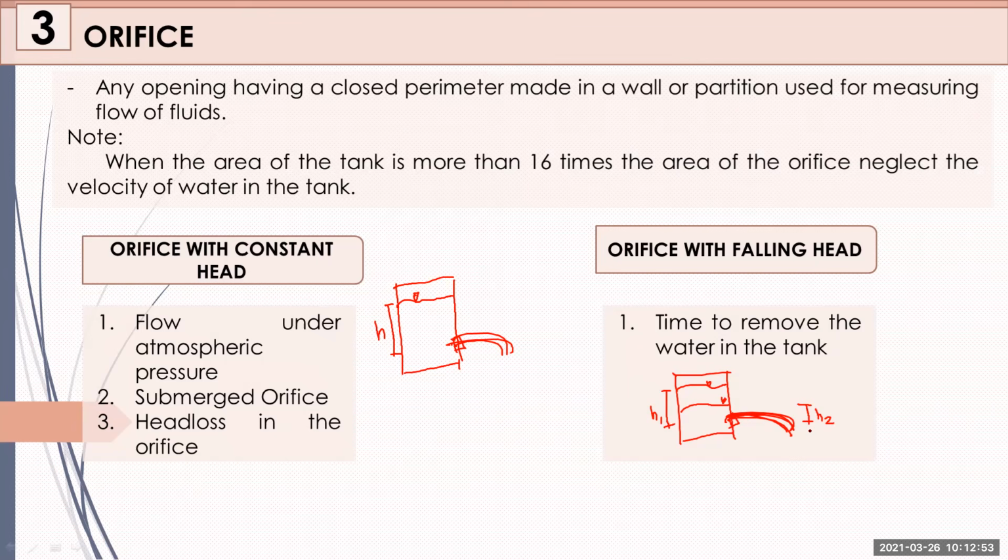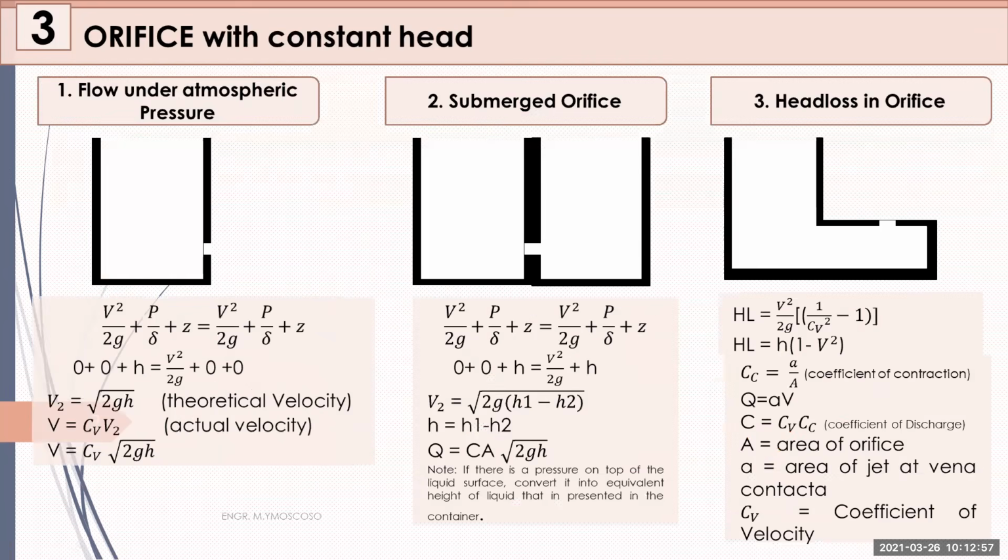Yun yung pinagkaiba nilang dalawa due to time. Okay? So dito muna tayo sa orifice with constant head. So you have your flow under atmospheric pressure, you have submerged orifice, and you have your head loss of orifice.